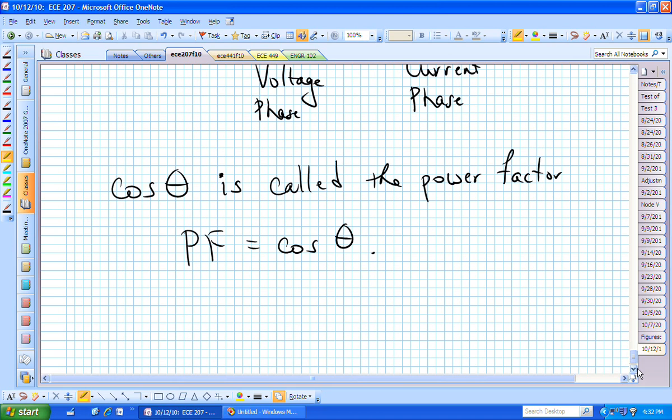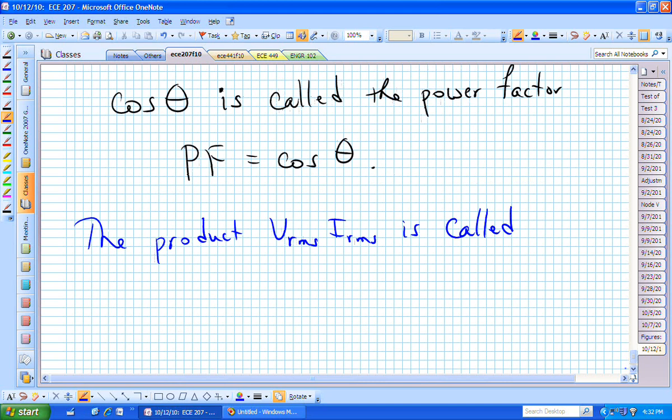And we're going to call that cosine of theta the power factor. Here, the product V RMS, I RMS. I'm introducing quite a few new words. So this is the vocabulary part of 207. The product, V RMS, I RMS, is called the apparent power.